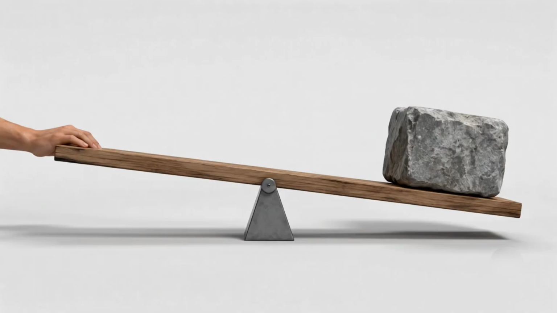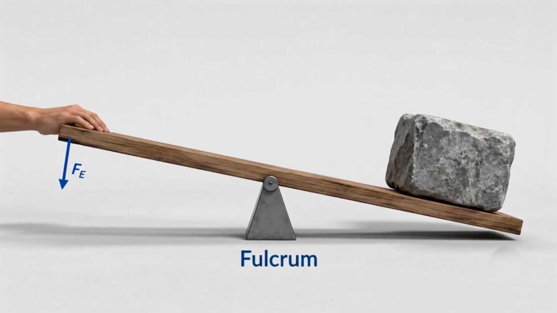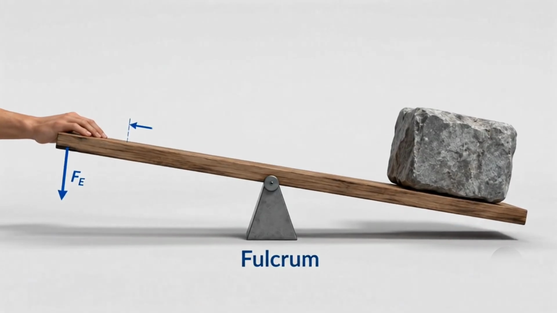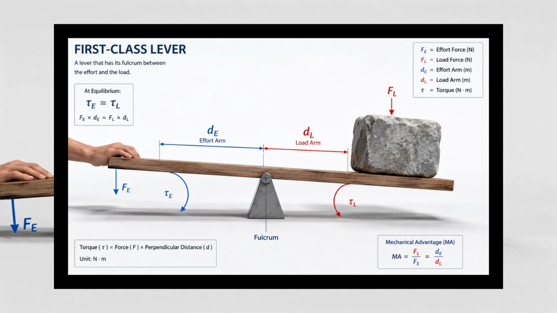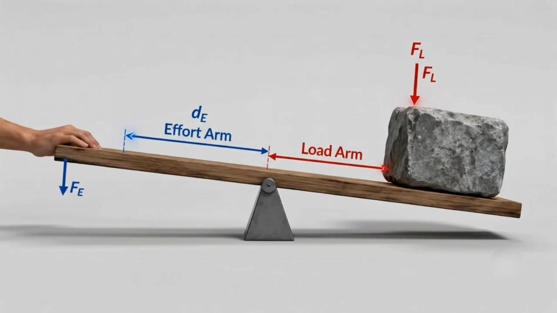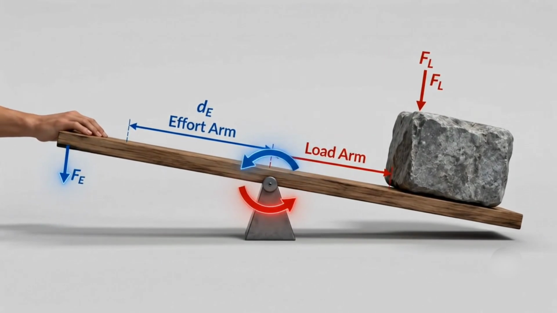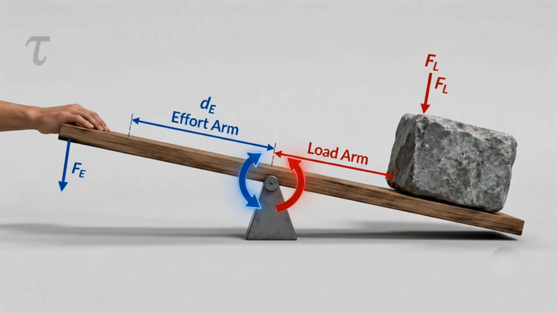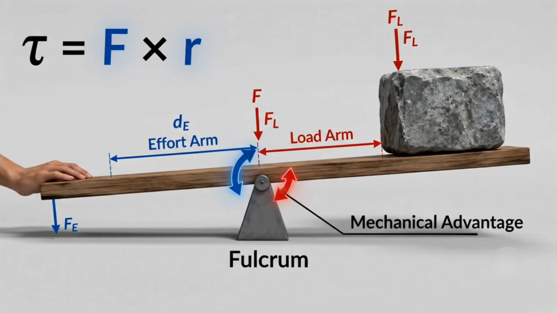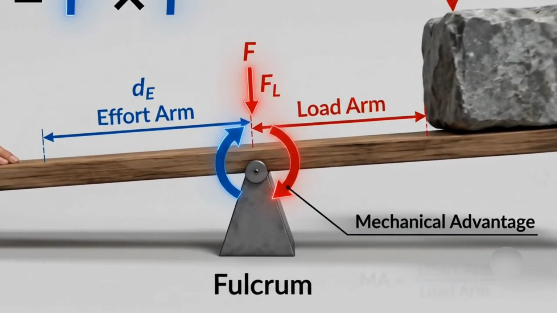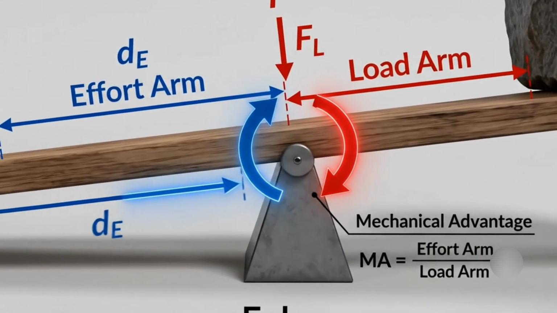Lever. A lever is a rigid body that rotates around a fixed pivot point called the fulcrum. It works by applying the principle of torque, which is the rotational equivalent of force. Torque is calculated as τ equals F times r, where F is the applied force and r is the perpendicular distance from the fulcrum. A lever creates mechanical advantage by increasing the distance through which the effort force acts.